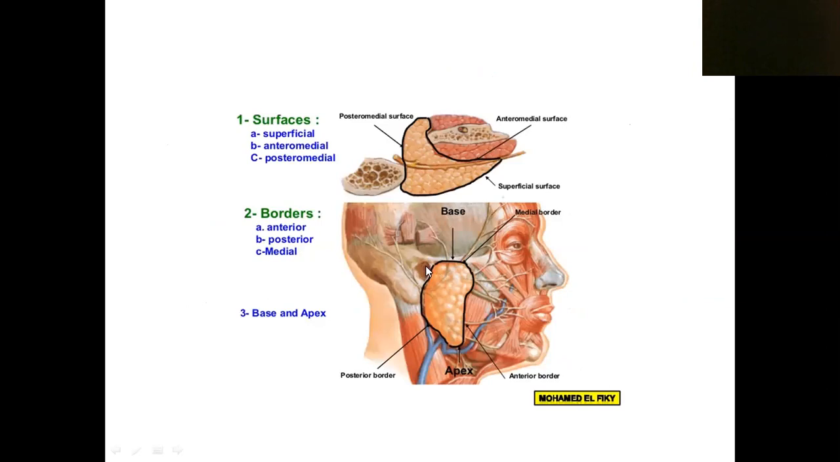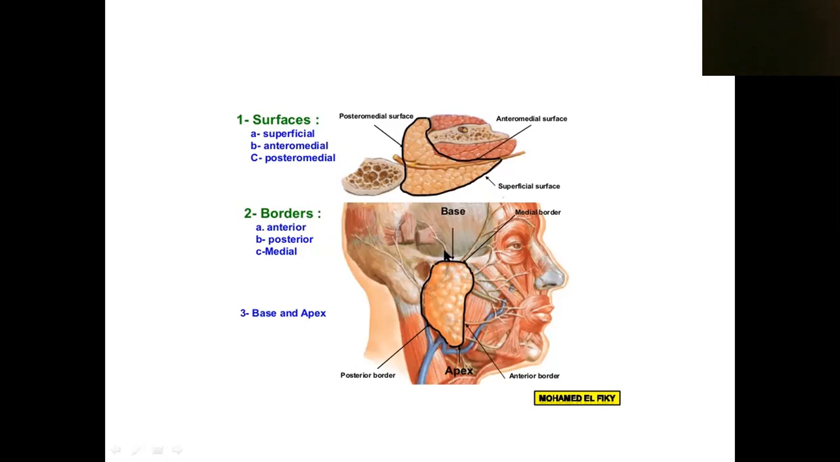The base is related to the external acoustic meatus, and there we have a joint. That joint is known as the temporomandibular joint. The mandible joins with the temporal bone. That lies here at this level. So external acoustic meatus, then temporomandibular joint.